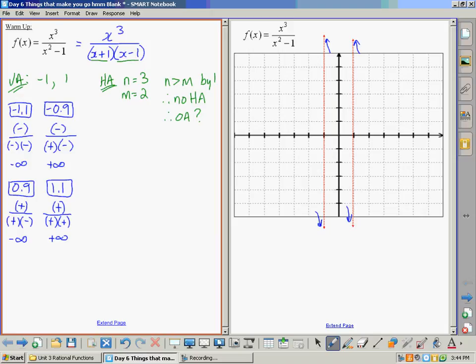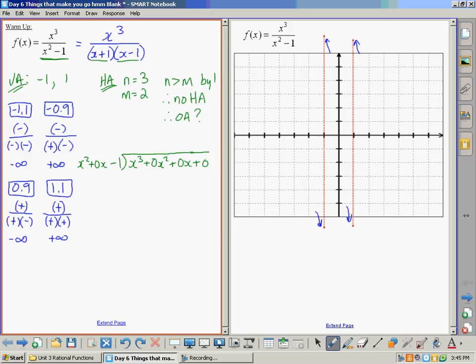So I'm going to do the long division and actually divide this. We start with x cubed, but of course I need all the placeholders, so 0x squared plus 0x plus 0. So it's that being divided by x squared minus 1. I'll need the placeholders on this one too: x squared plus 0x minus 1. So I'll do my long division here.